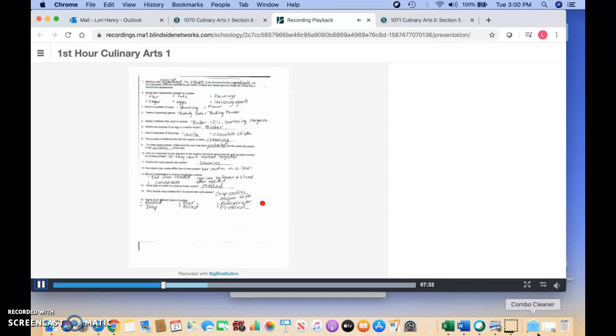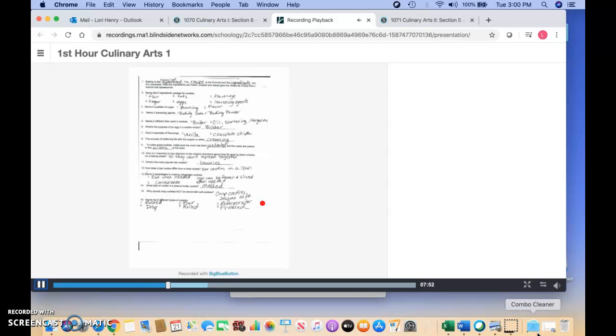Why should crisp cookies not be stored with soft cookies? Your crisp cookies will become soft, and some people like crisp cookies and some people like to have them more soft. You know, it's kind of your preference. And then there are 6 different types of cookies, kind of as a summary here at the bottom.